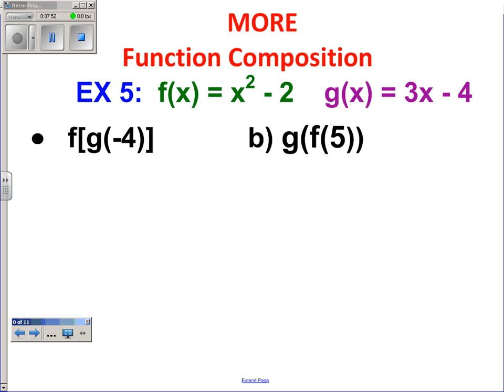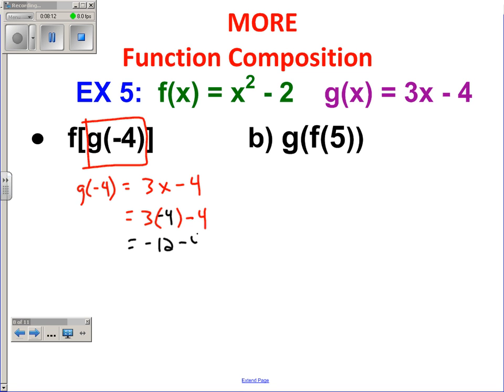Example 5. I'm going to start with the inside, g of negative 4. I'm going to use the g function, which is 3x minus 4, and substitute negative 4 for x. So that's negative 12 minus 4, which is negative 16.